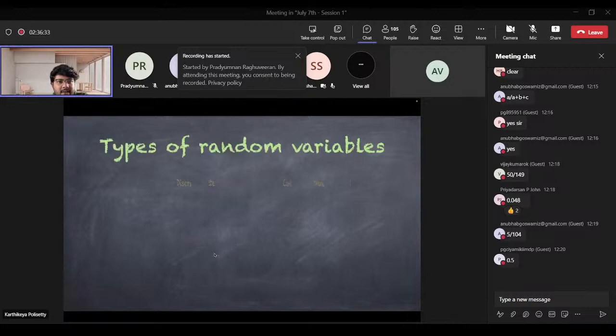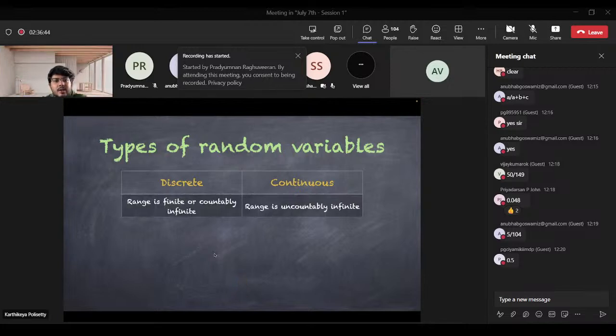And types of random variables. Similar to discrete and continuous probabilistic models, we have similar random variables. Discrete random variables: the range is finite or countably infinite. So you can count the number of heads or number of tails. Such things come under discrete random variables. Continuous random variables: the range is uncountably infinite.